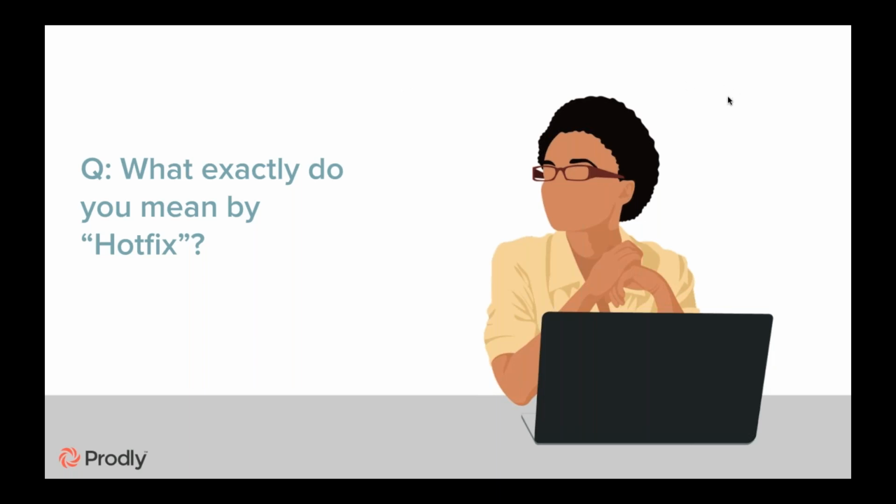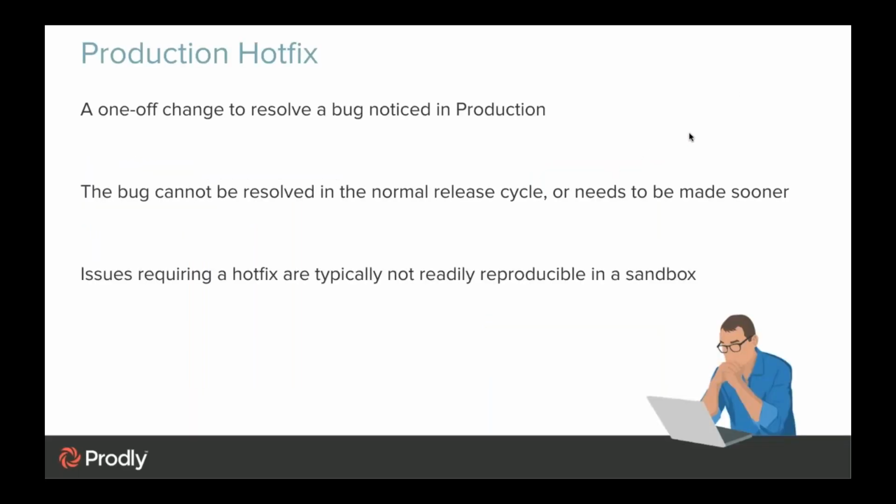Okay, well, from my experience on this side, we know that hotfix can generally mean a few things, but more specifically, what we are looking at are things like one-off changes to resolve a bug that somebody noticed in production. Sometimes it can be bugs that are not able to be resolved in the normal release cycle, mostly because they need to be made sooner. It's a quick fix. Issues requiring a hotfix are typically not readily reproducible in a sandbox. So again, it's generally a super quick fix that you might be tempted to make in production really quick, but we'll get to that in a minute.